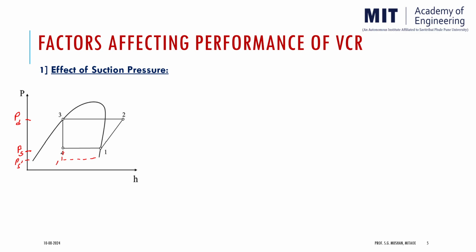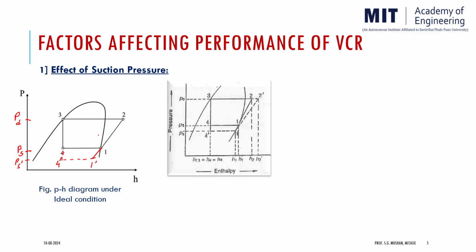Point 4 will shift to 4 dash and point 1 will lower down. Okay. So this is the condition that we achieve. So by lowering the suction pressure, we find that the net refrigerating effect has been reduced. At the same time, the net compressor work has been increased. Okay. So for better understanding, I have added one more diagram.